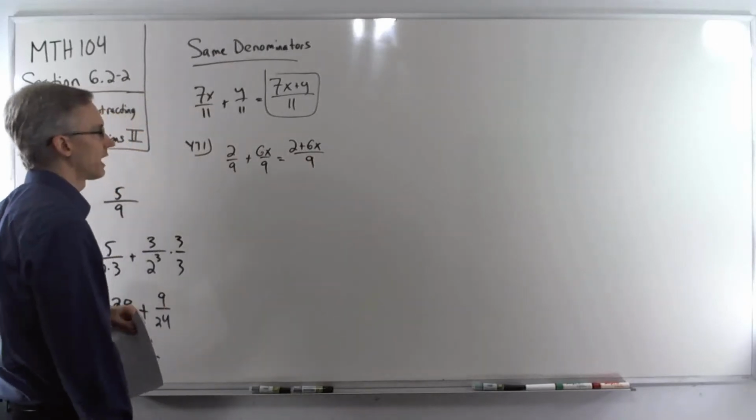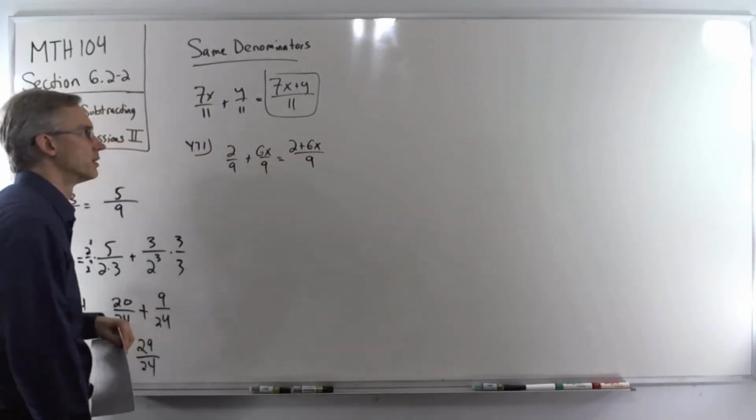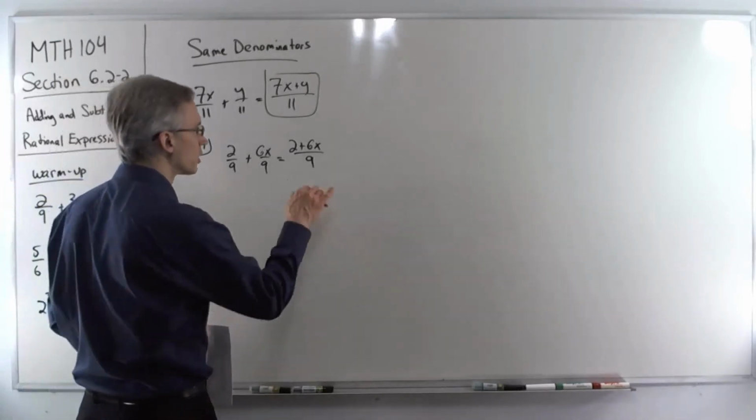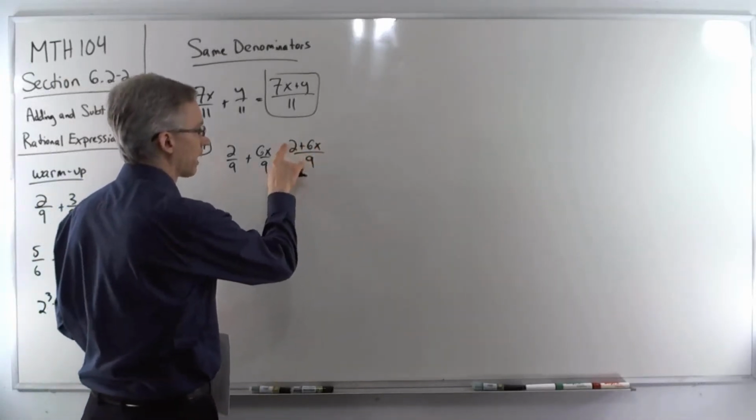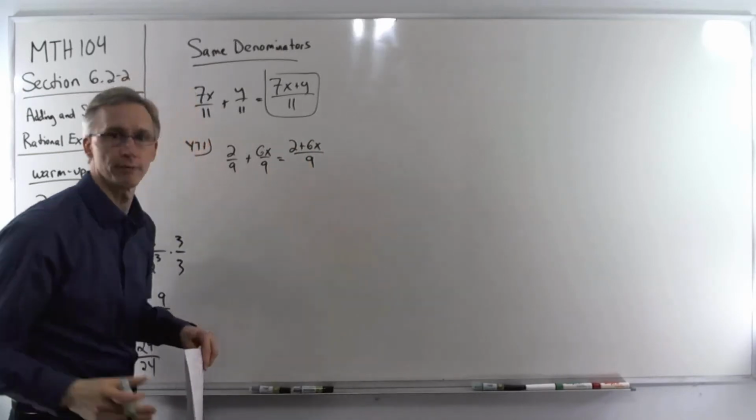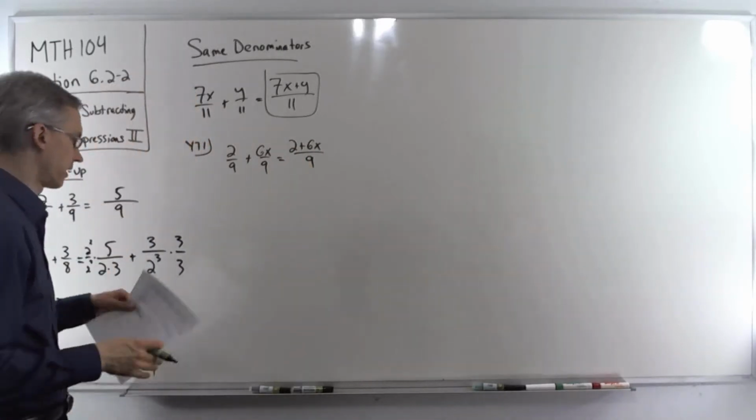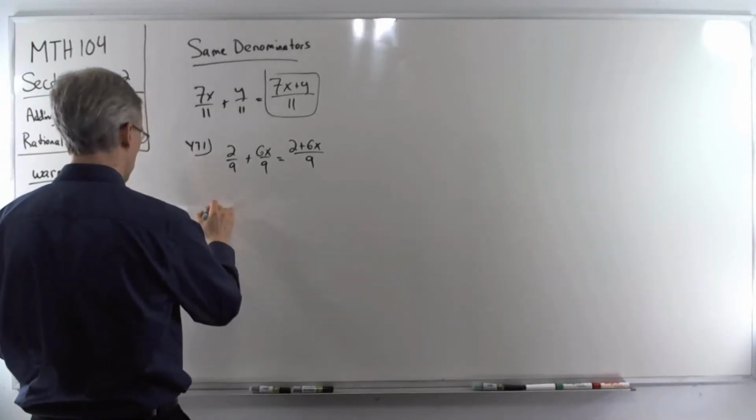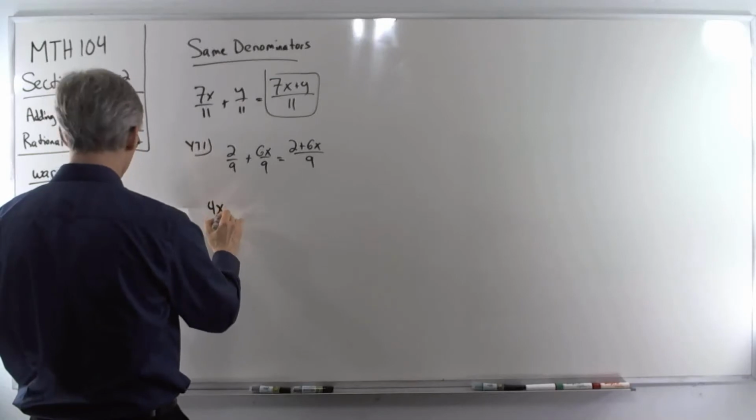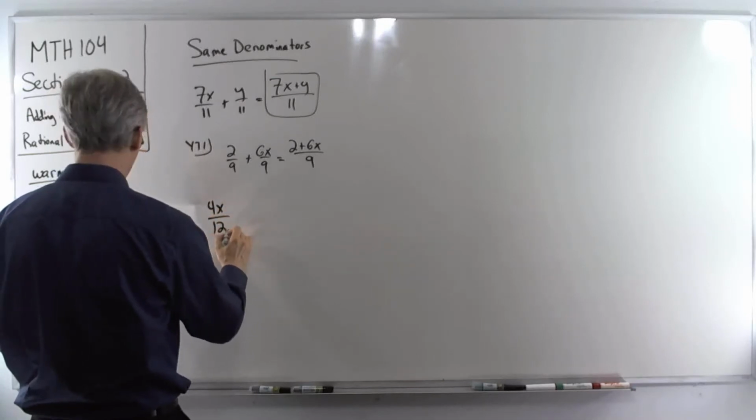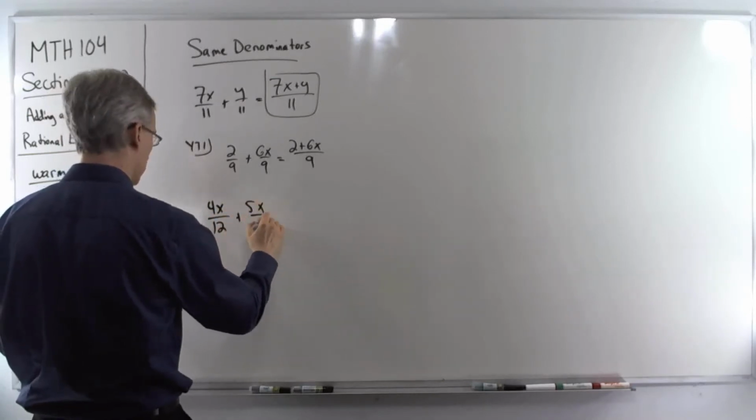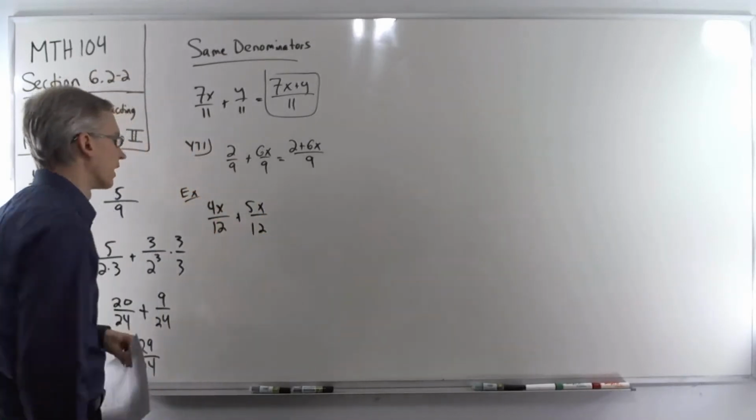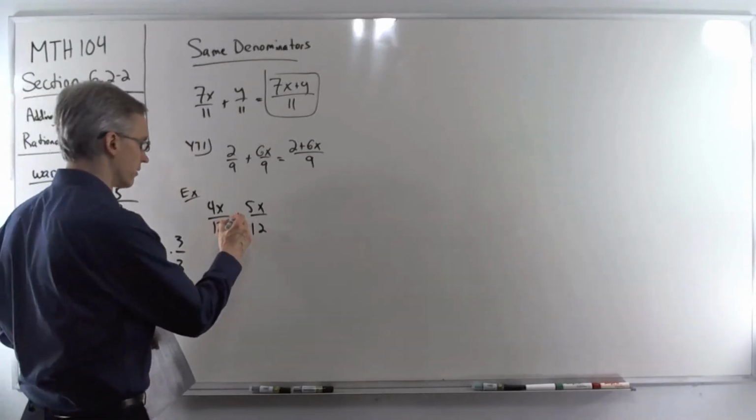All right, so add the top, 2 plus 6x over 9. Now, we could factor out a 2 up top, but that won't help us because the bottom is odd, so we wouldn't be able to use that to simplify, so we can just leave it like that. Now we always need to look to simplify the result. So next example, we've got 4x over 12 plus 5x over 12.